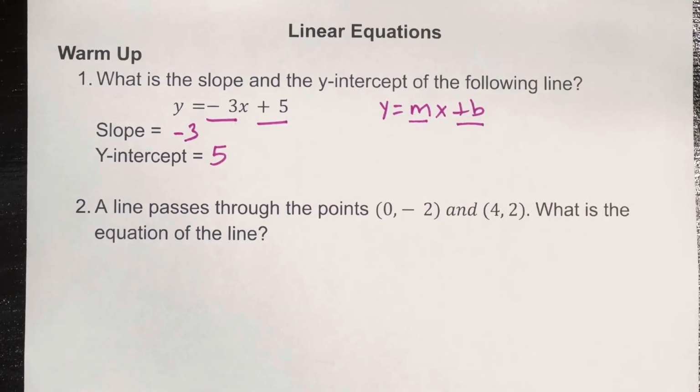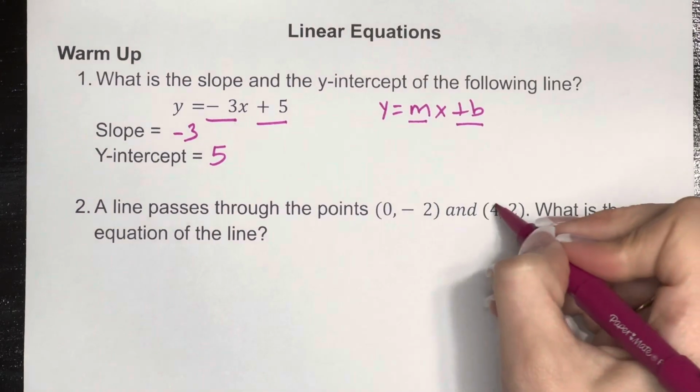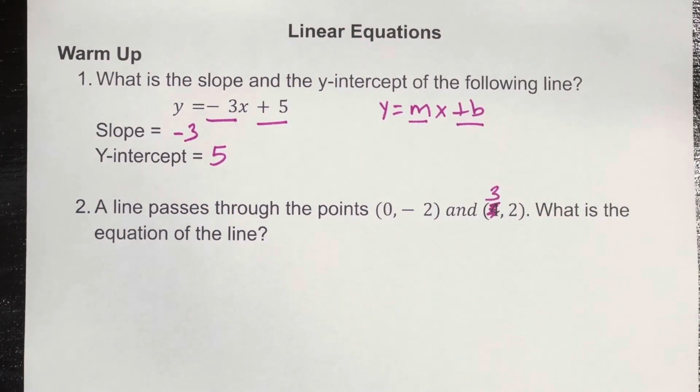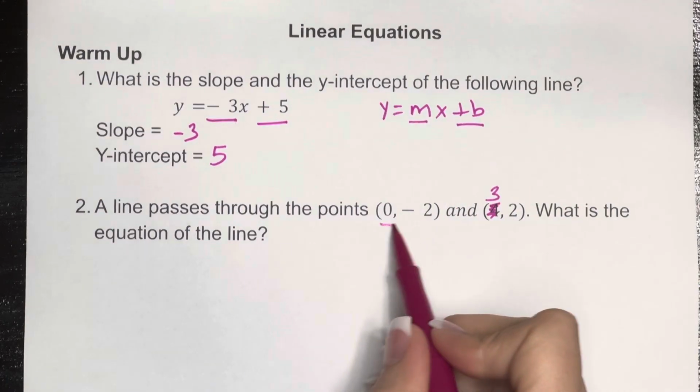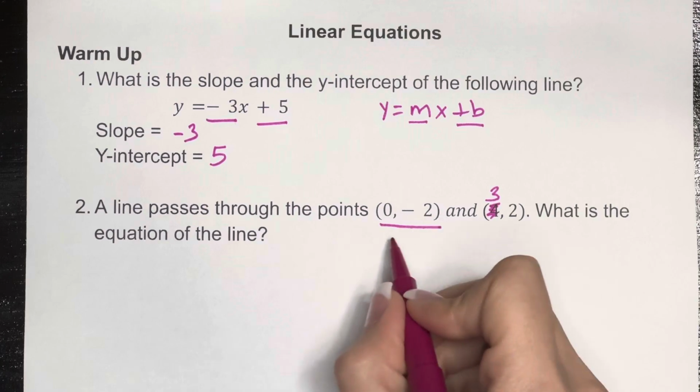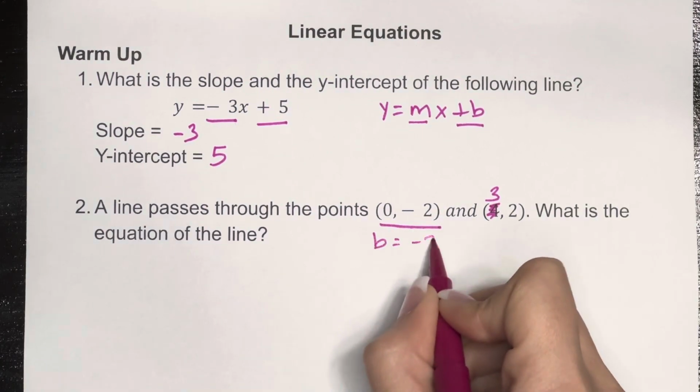Done with number 1. Number 2, a line passes through the points (0, -2) and (4, 2). Oh, this should actually say (3, 2). What is the equation of the line? Okay, so we know that the y-intercept is when x is 0, what is y? So my y-intercept, or b, is -2.